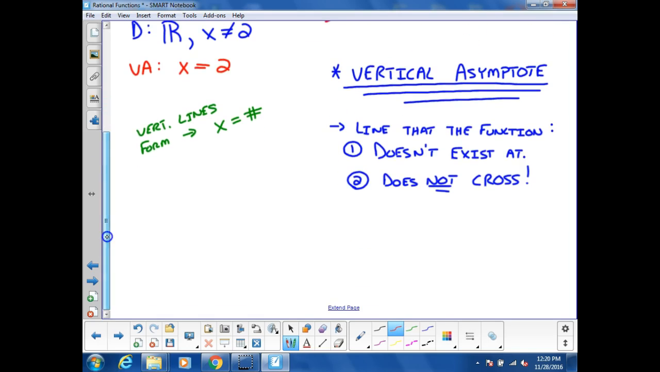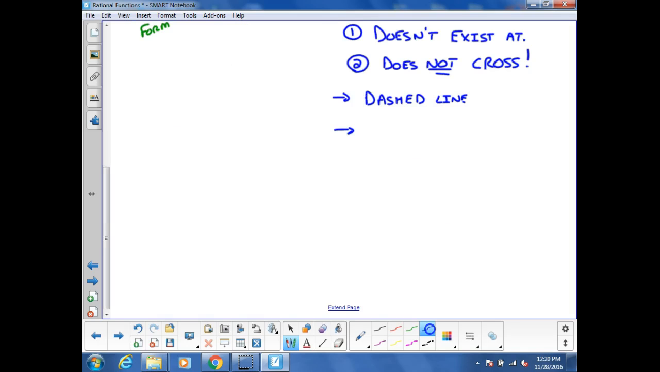Now, it's going to go on the graph too, and it's going to go on the graph as a dashed line. Solid lines or solid curves are spots where the function exists. Our function doesn't exist at this spot, so it has to go on your graph as a dashed line. It also must be on the graph.